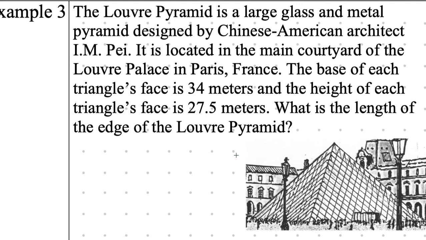It is located in the main courtyard of the Louvre Palace in Paris, France. The base of each triangle's face is 34 meters, and the height of each triangle's face is 27.5 meters. What is the length of the edge of the Louvre pyramid?